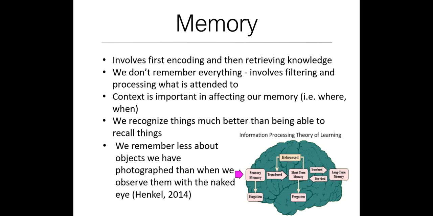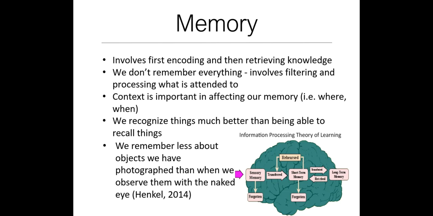For example, a smell is often associated with a particular memory of perhaps where you were when you first smelled lilacs in late spring, or perhaps a particular perfume or cologne that you associate with a particular person. And we tend to recognize things much better than we are able to recall them, and we remember less about objects we have photographed than when we observe them with the naked eye. This is from an example from 2014 done by Henkel.